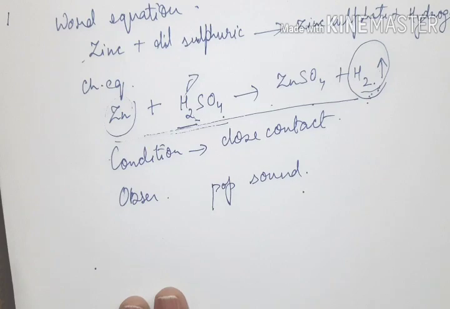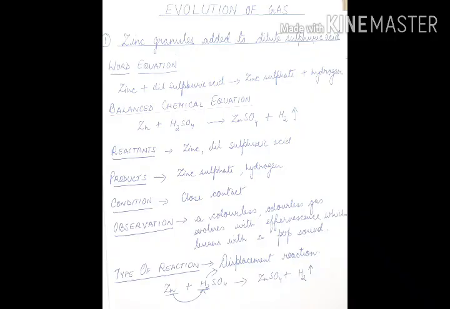Here you can see that I have neatly written down the word equation and the balanced chemical equation. The reactants are zinc and dilute sulfuric acid. The products are zinc sulfate and hydrogen. Condition is close contact. And observation: a colorless, odorless gas evolves with effervescence, which burns with a pop sound. The type of reaction is displacement reaction, where zinc has displaced hydrogen to form zinc sulfate and hydrogen gas. Also note, the reaction is completely balanced; that is, the number of atoms of each element on the left hand side and the right hand side is equal.